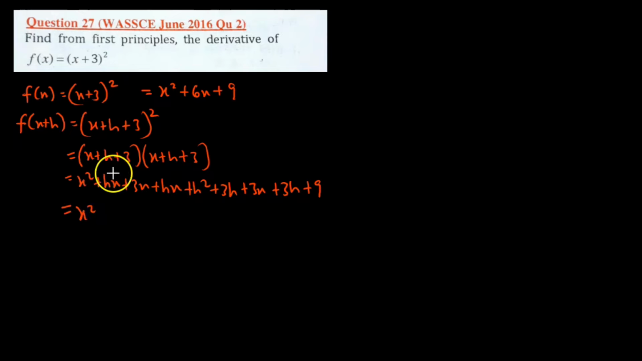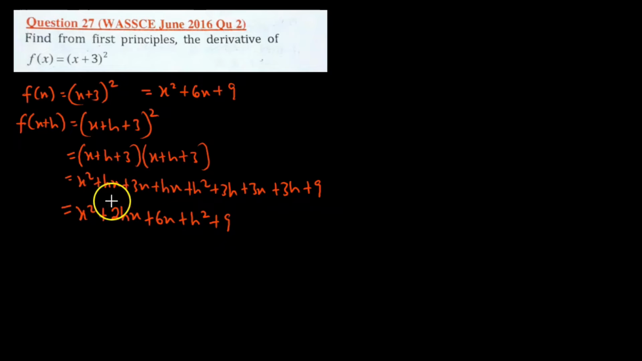So x squared, hx is here, hx is there, will give us plus 2hx. Likewise, we have 3x having a counterpart 3x there, that will give us plus 6x. And then we'll have plus h squared, it doesn't have any counterpart. And then we have plus 9. So when you simplify that, this is what you are going to obtain.